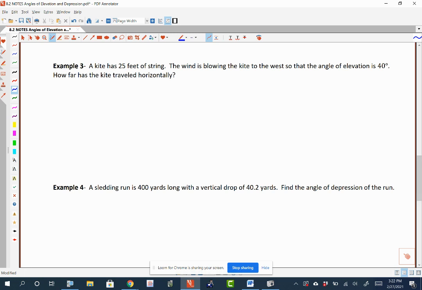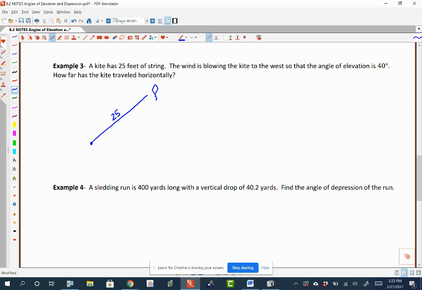Example 3, a kite has 25 feet of string. Okay, so maybe if my kite's here, or my person, whoever's holding my kite, then my string will say it goes up into the air. So my kite's kind of up here. There's 25 feet of string. The wind is blowing the kite to the west.